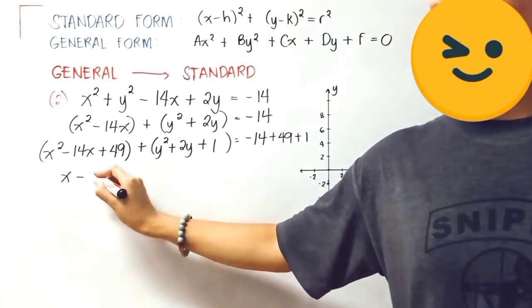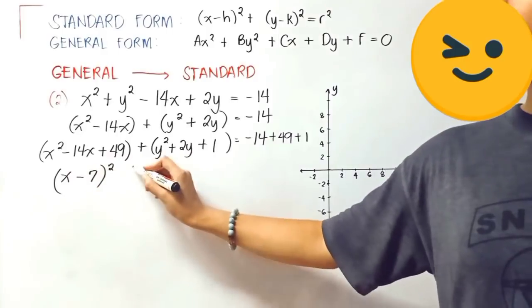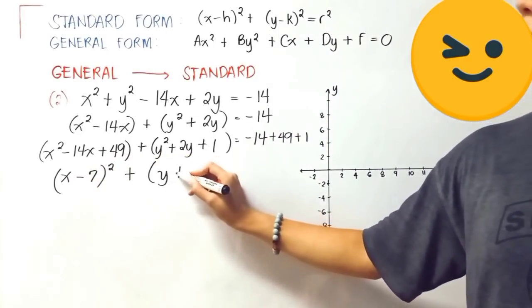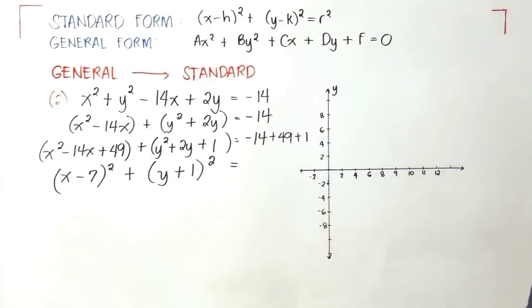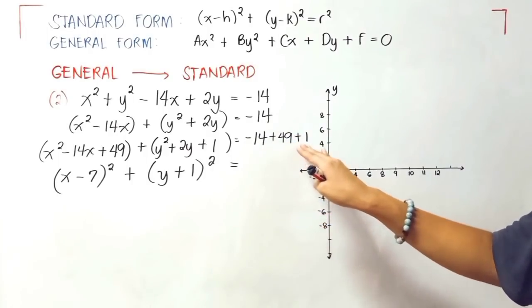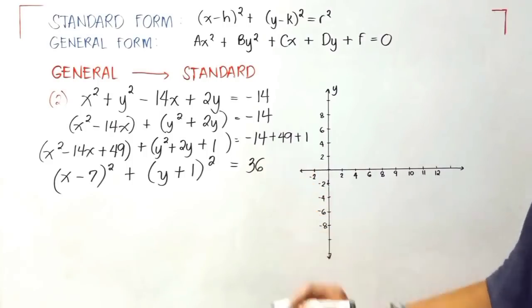We have (x minus 7) quantity squared. Again, negative 7 is from negative 14 divided by 2. Then (y plus 1) quantity squared. Again, that is taken from 2 divided by 2. And on this side, we have to operate this. It will give us positive 36.